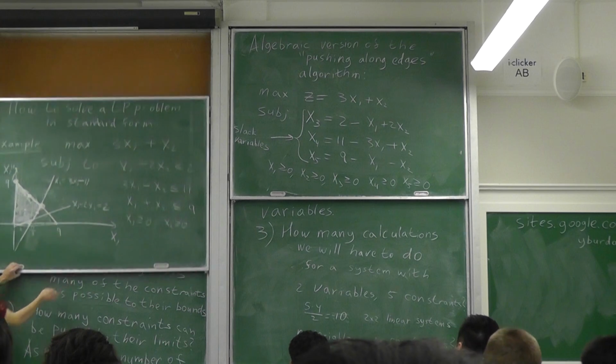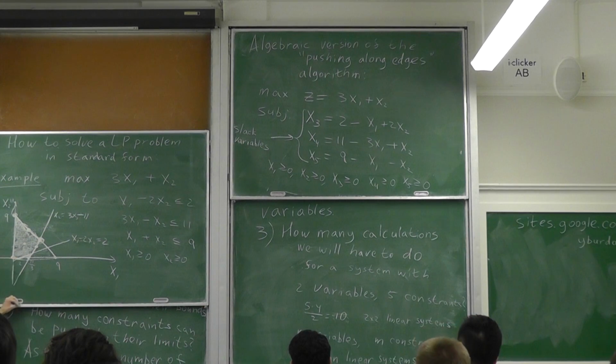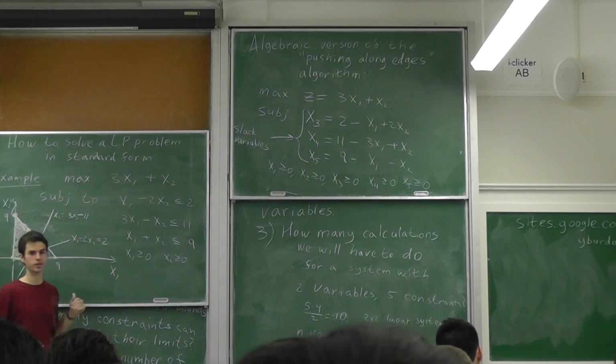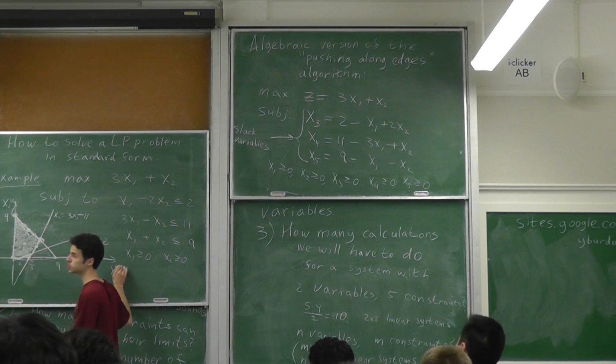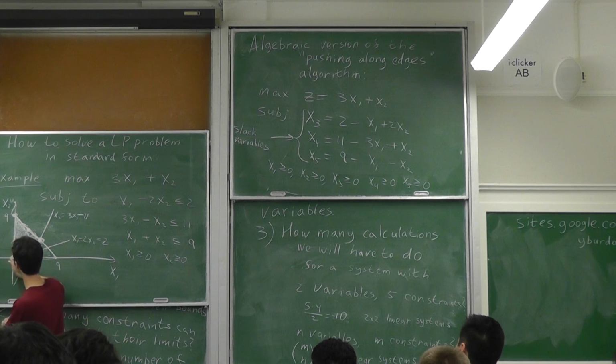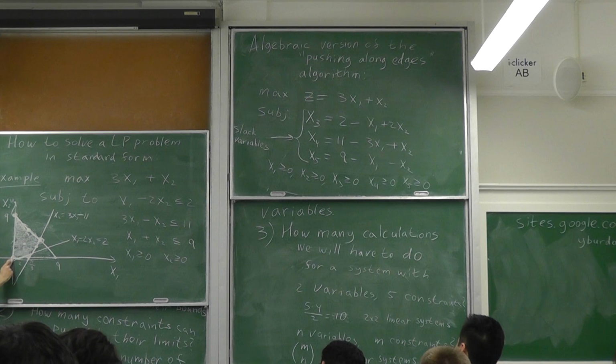So right now I am at this point, 0, 0. I want to push my linear function along one of the edges. And what are the edges? Along one of those, x1 is equal to 0 and x2 becomes larger. The other one is x2 is 0 and x1 is becoming larger.